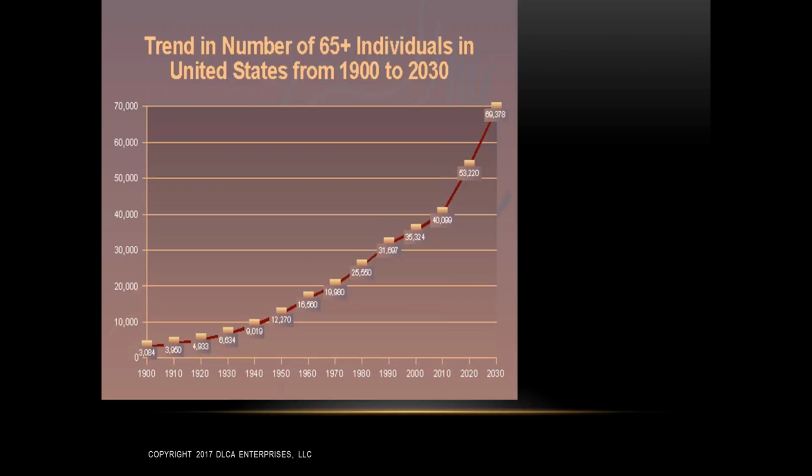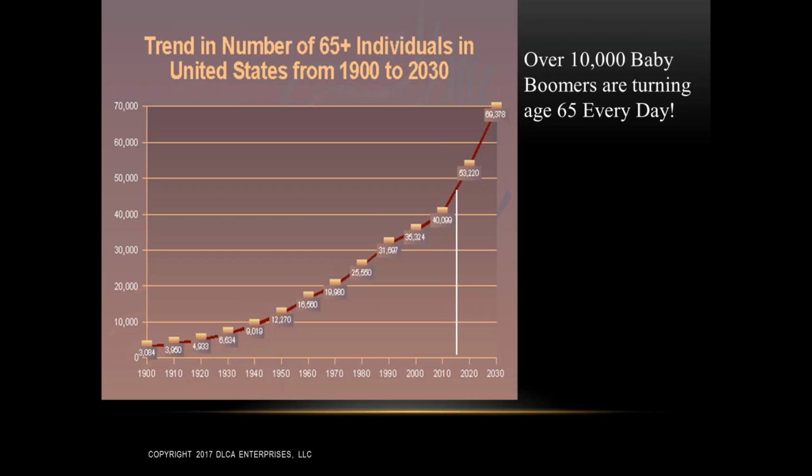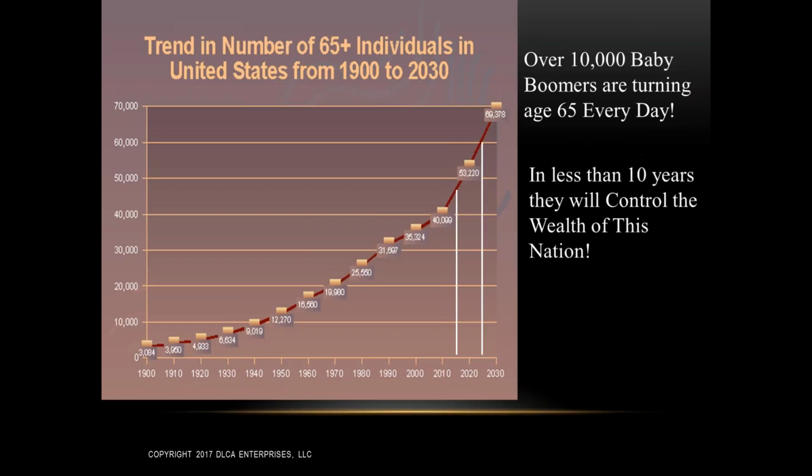Now here is a chart, and it shows the trend of individuals age 65 and over, and it goes all the way back to 1900. Nobody's interested in that, but it's also projected through the year 2030. So if we look at where we are today, we have 10,000 boomers that are turning 65 every day, and they're making IRA rollover decisions. In less than 10 years, they are going to control the overwhelming wealth of this nation.